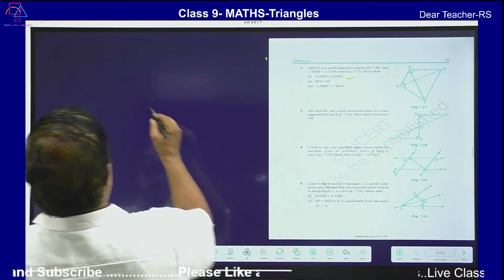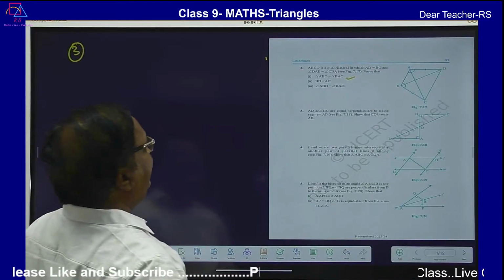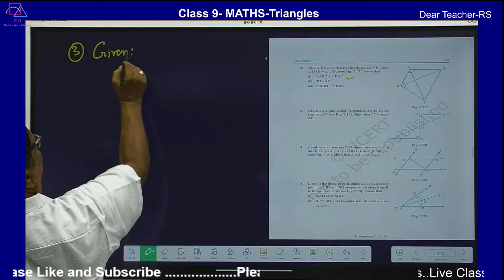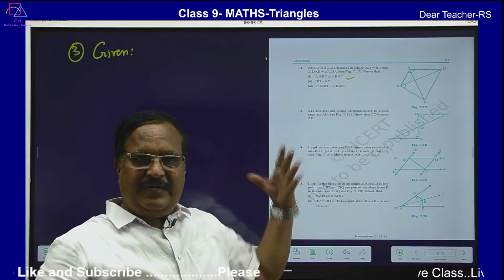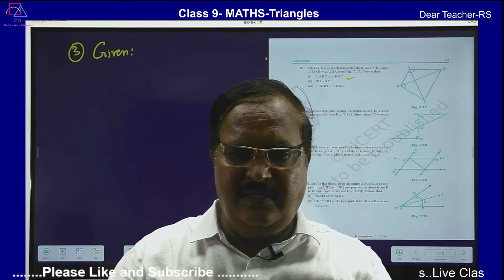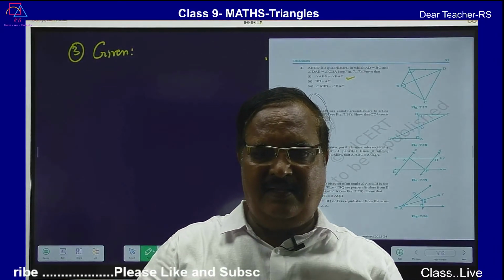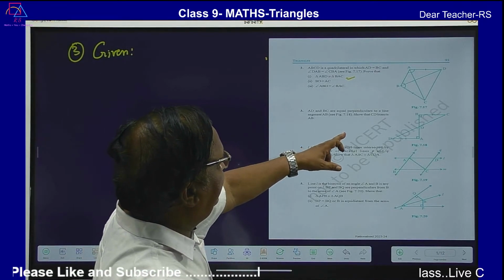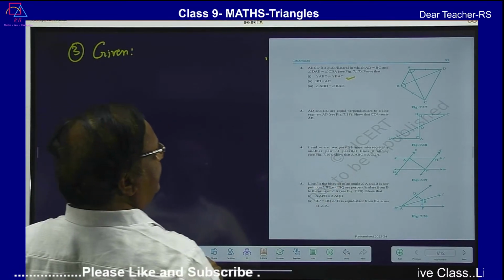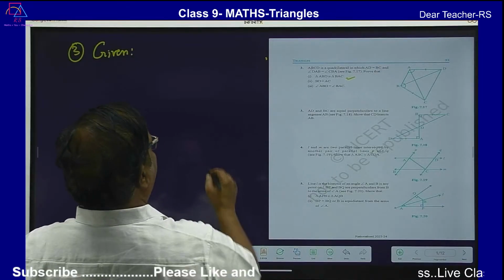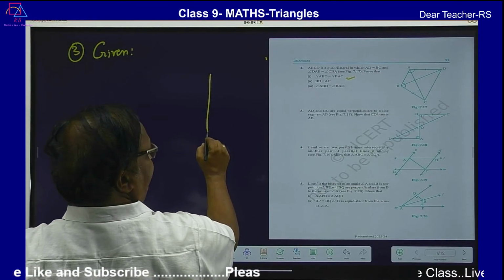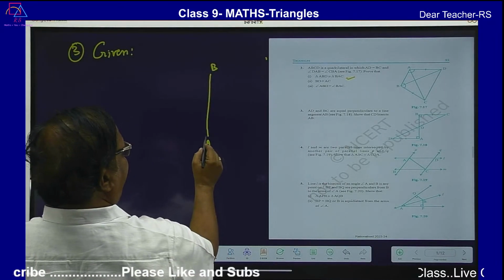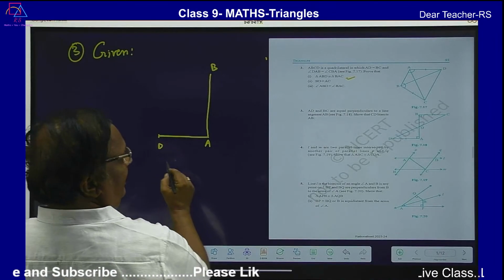So now let us go to the third question. Okay, I will write given first. Given is, read the question, whatever is given you write it out. AD and BC are equal perpendiculars to a line AB. So this is AB. I will draw a line. This is AB, and this is AD and this is BC.